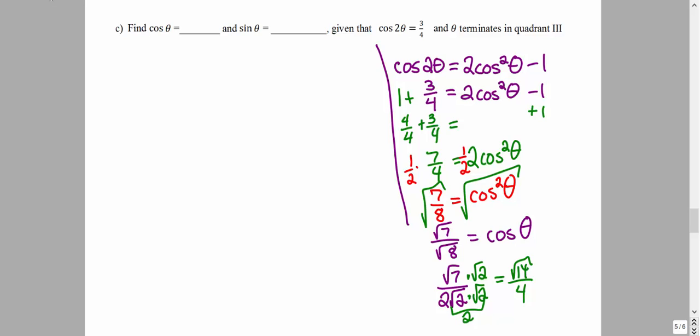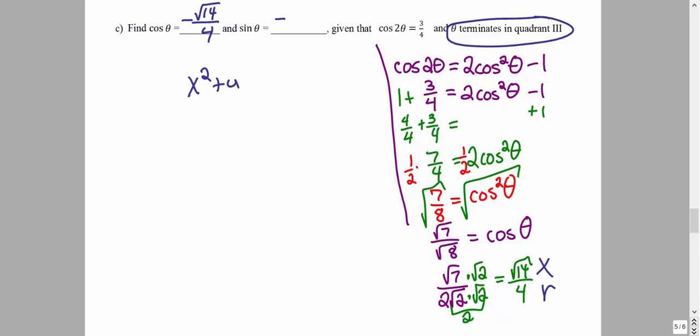We are told that theta, the angle that we're talking about, lives in quadrant 3. And if theta lives in quadrant 3, then cosine of the angle theta would be negative, and the sine value of the angle theta would also be negative. So we end up getting negative square root of 14 divided by 4 for our cosine value. Now we want to solve for the sine value. Well, we know the x and we know the r for theta, but we do not know the y. So we'll use the Pythagorean theorem again.